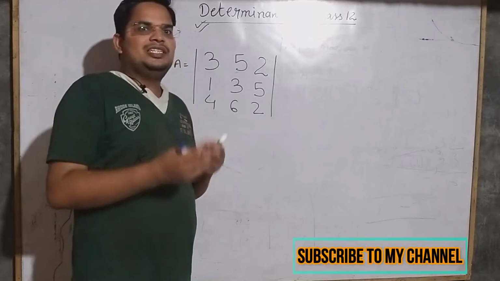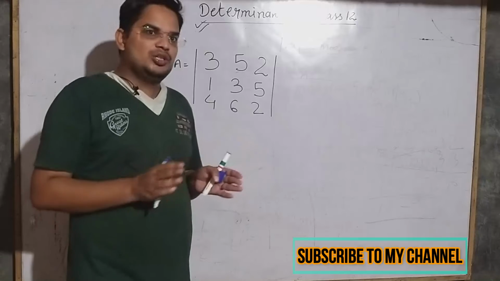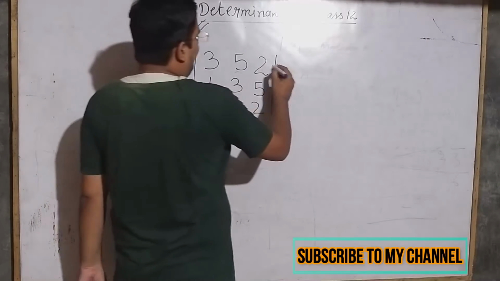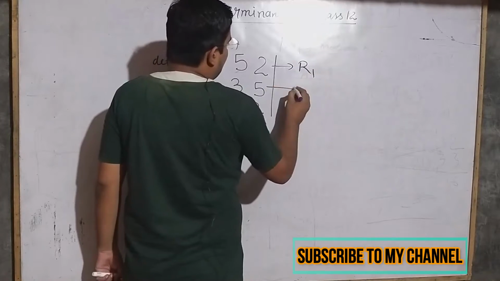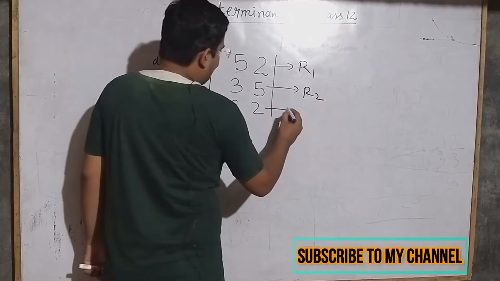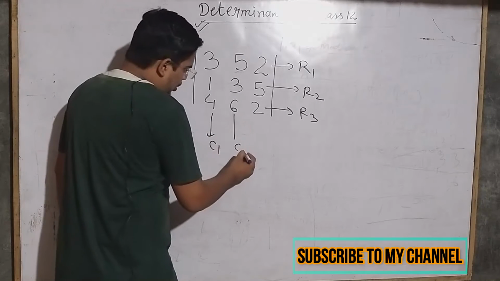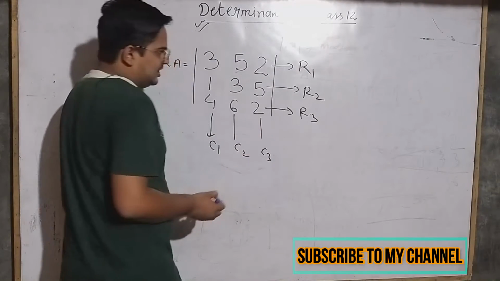Okay, if you are asking what is the row and what is the column, and you don't know about rows and columns, then you have to watch my first video. This is R1, row 1, this is R2, row 2, and this is R3. Similarly, this is column 1, this is column 2, and this is column 3. These are the 3 columns.